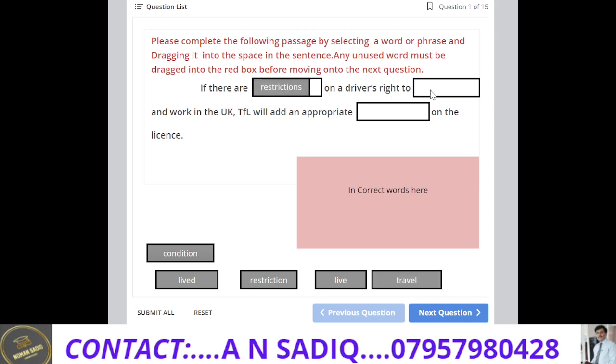Now we will go to the next gap. It says, if there are restrictions on the driver's right to, and here there is a gap, and the next words are 'and work in the UK'. What should be the word in the blank space? On the driver's right to live or lived, it should not be condition, restrictions or travel. So it is either live or lived, and we have to choose from these two words.